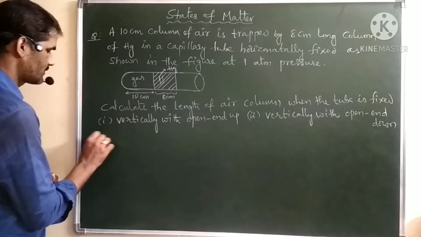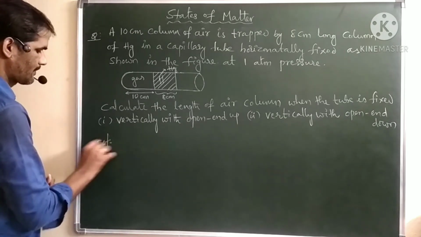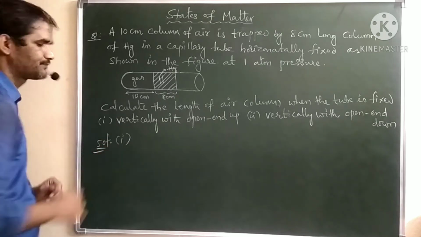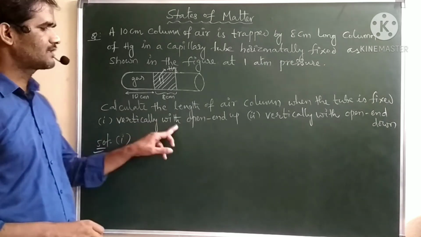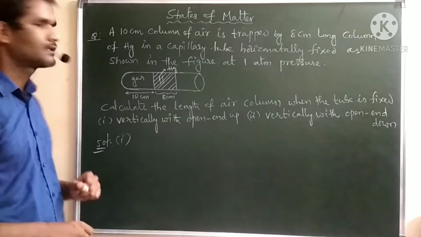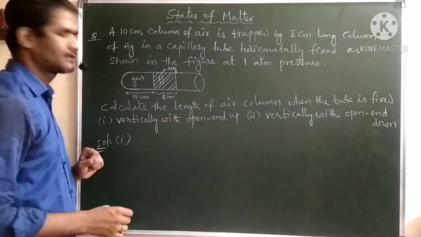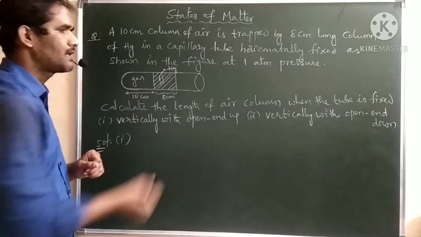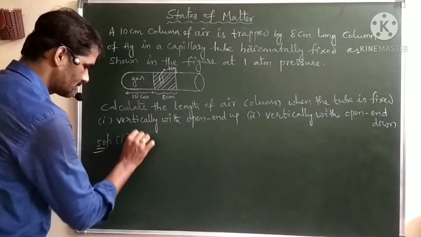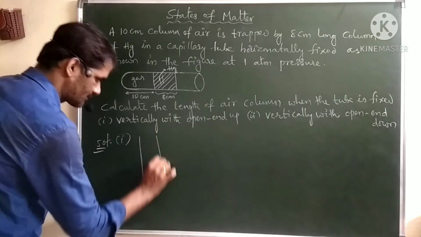Now the solution for this, let us take the first one. Vertically with open end up means what? This is horizontally placed. Vertically with open end up means this should become upside, and this is the situation.